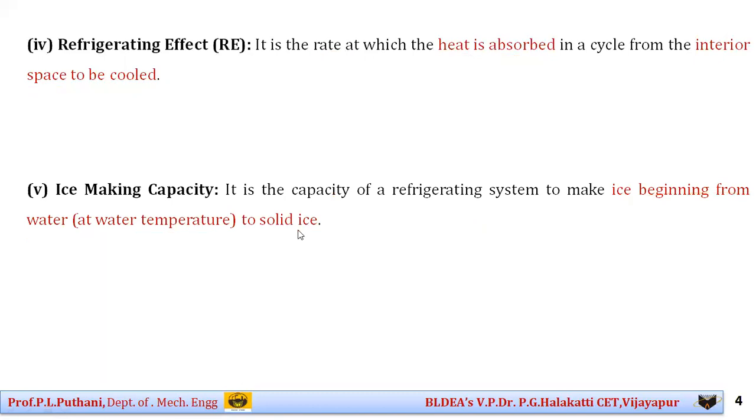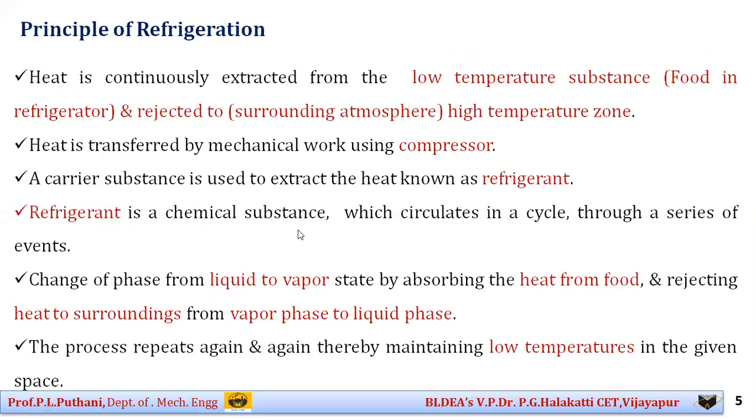Then the principle of refrigeration, students. This is very, very important. So I said just now that the main purpose of refrigeration is that in the refrigerator, from whatever food material is there, we extract the heat. By extracting the heat, what happens? The temperature of that food material drops. So by extracting the heat continuously, there is a drop in temperature, that is, a low temperature substance. Why? Because from the food, we are extracting heat. And whatever heat we extract from that food material, we give it to the surroundings. Why? Because the amount of heat which you have absorbed from the food materials has to be given out.